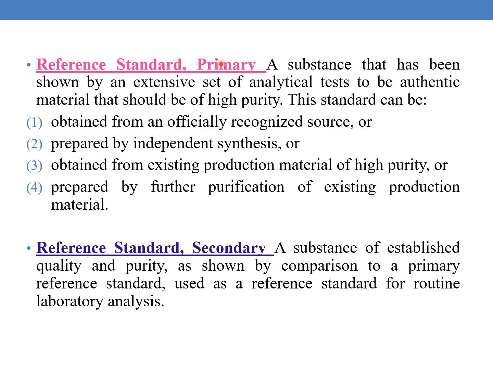Next, reference standard, primary reference standard. A substance that has been shown by an extensive set of analytical tests to be authentic material that should be of high purity. The standard can be obtained from an officially recognized source, prepared by independent synthesis, obtained from existing production material of high purity, prepared by further purification of existing production material. That is primary reference standard.